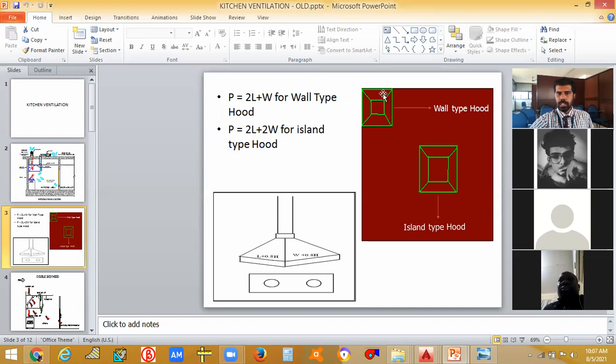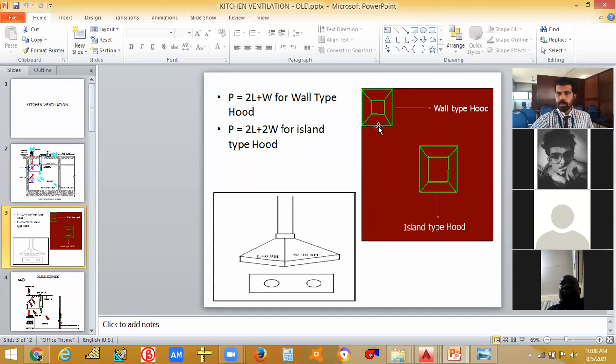Sometimes if the kitchen hood is being placed or fixed on the wall, where the width of the kitchen hood is being placed, the formula will be like this. Okay, 2L plus W. If one side length is being placed on the wall, it will be L plus 2W. If the width is placed on the wall, it will be 2L plus W.